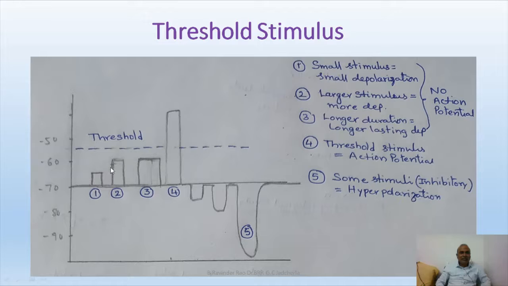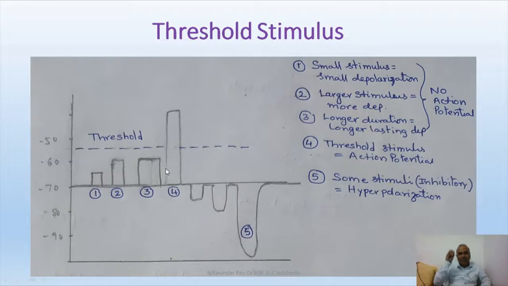I have increased the strength of the stimulus. Again, depolarization is formed, but this depolarization is not causing an action potential. Action potential is not generated even if I increase the strength of the stimulus. If I increase the strength and the duration of the stimulus, the duration of depolarization also increases, but it cannot cause the production of an action potential. An action potential will be generated only when you give a stimulus having the strength of the threshold value. So in this case, the threshold stimulus can generate an action potential, while a small stimulus cannot. Increase the stimulus but not up to the threshold level, no action potential.